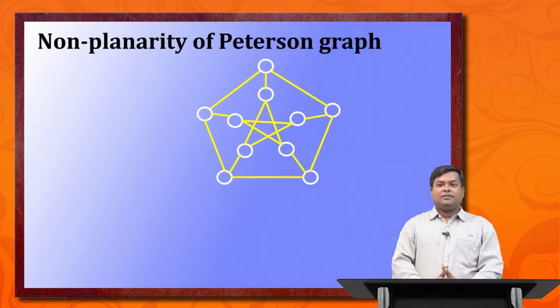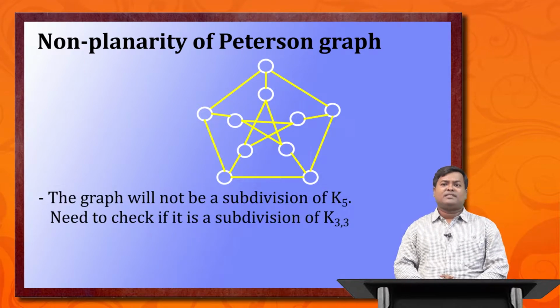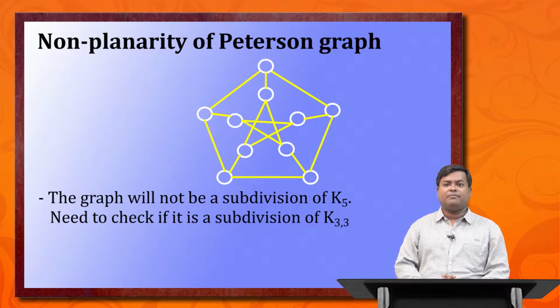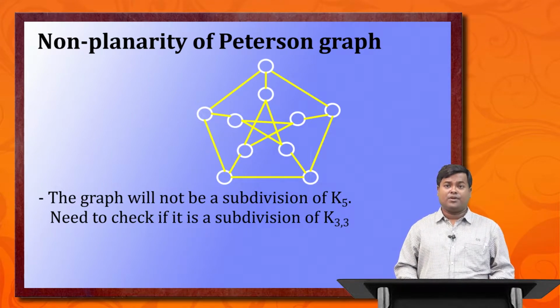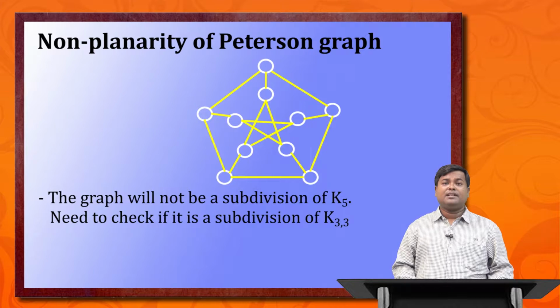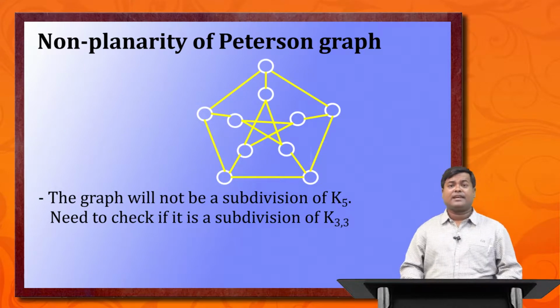First, the graph will not be a subdivision of K5. The particular reason behind this is that K5 is basically a complete graph of 5 vertices. Now, all the vertices have degree 4 in K5, but in the Petersen graph every vertex has degree 3, so we cannot find any subdivision of K5 in this graph.